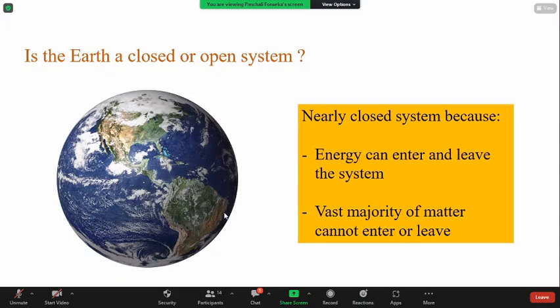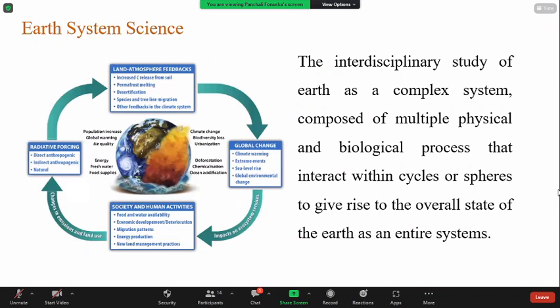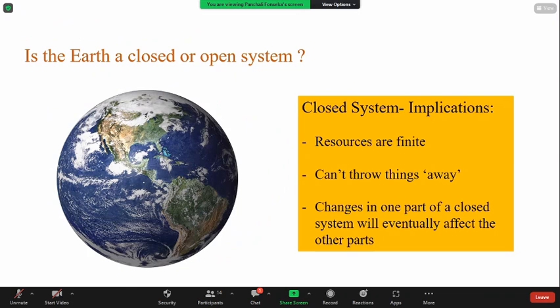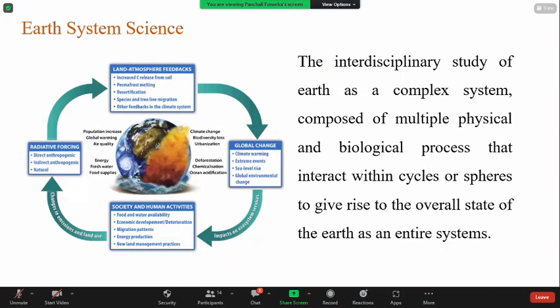and there are some implications. The thing is, resources are finite, can't throw things away, and changes in one part of a closed system will eventually affect the other parts. So, as I told you, Earth is very complex and it has complex interactions. So studying these complex relationships, we call Earth system science. So what scientists did was they studied each and every smaller system of the Earth to take the picture of planet Earth as a whole.